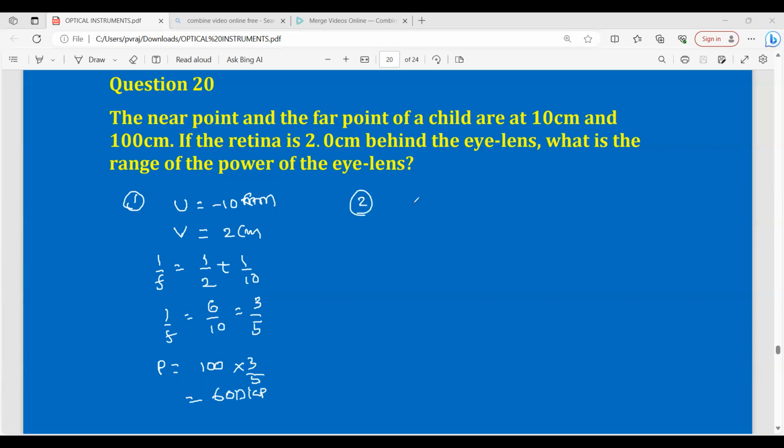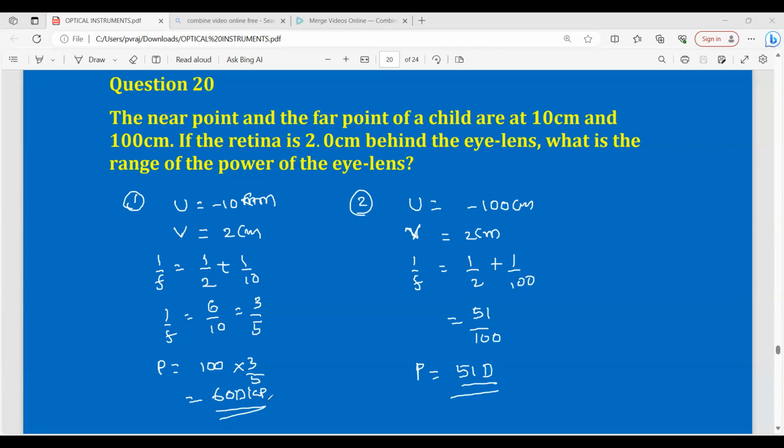And for the second question, quickly I will solve that. U equal to, at what distance? You can see that it is at minus 100 centimeters. The retina distance is always 2 centimeters, so the image will be formed at the retina, so v equal to 2 centimeters. In the same way, 1 by f equal to 1 by 2 plus 1 by 100, which is equal to 51 by 100. And power equal to 100 into 51 by 100, which is equal to 51 diopters.